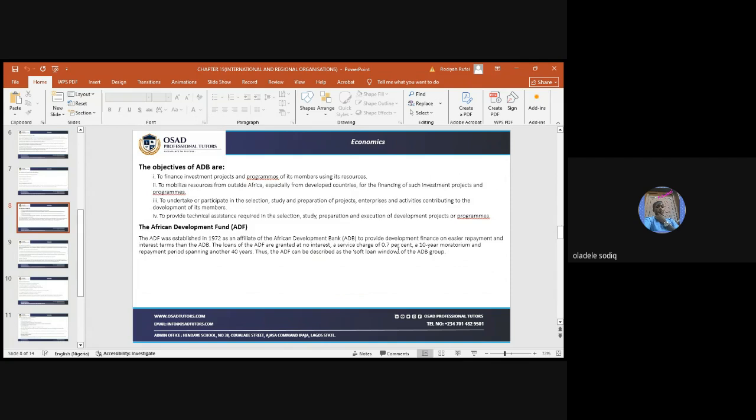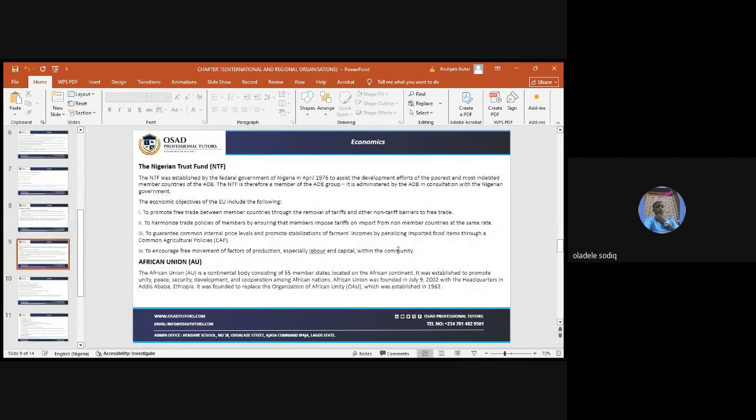So to provide loans to support development of African member states. Then we also have the Nigeria Trust Fund. The Nigeria Trust Fund was established by the federal government in April 1976.